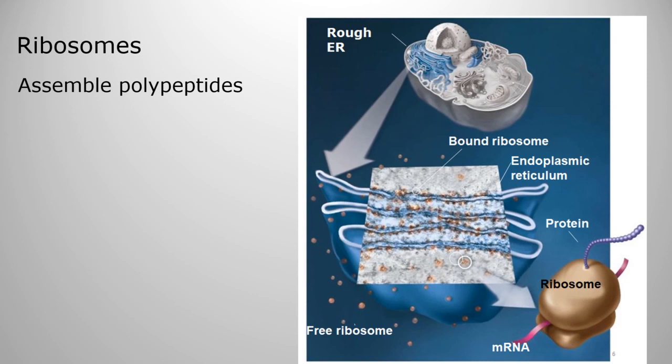Ribosomes can be free-floating in the cytoplasm, or they can be bound to this internal network called the endoplasmic reticulum. Free ribosomes usually make proteins that'll be inserted into the cell's membrane, whereas ribosomes bound to the ER usually make proteins that'll be shipped away from the cell and used elsewhere.